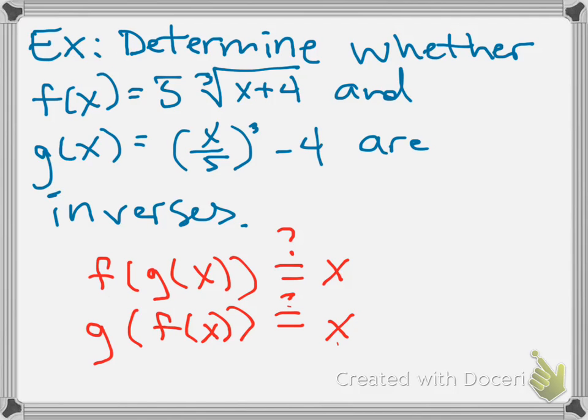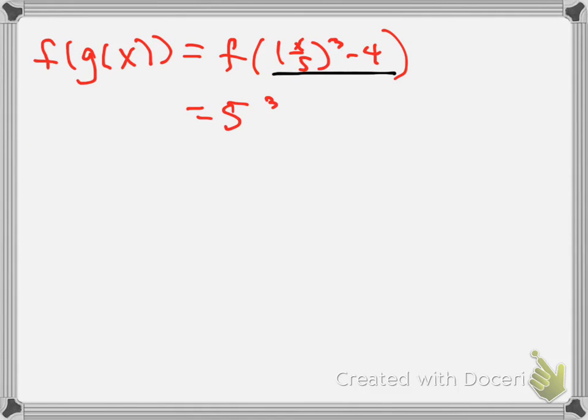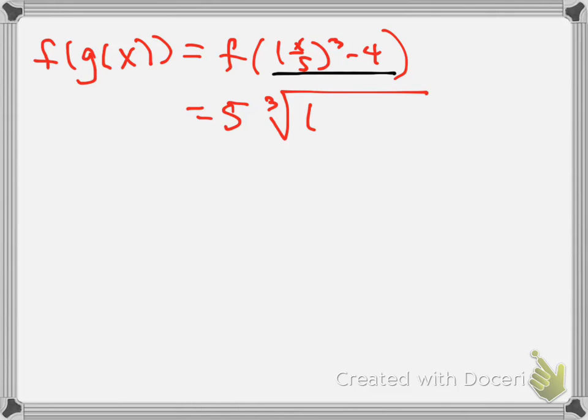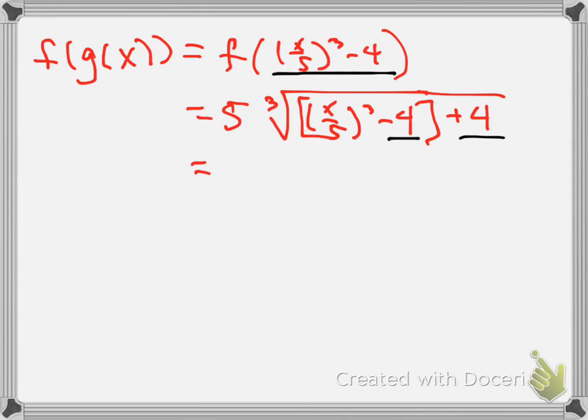Now our function f is 5 times the cube root of x plus 4. So instead of x, I'm going to do (x/5)^3 - 4. Put that in brackets. And then plus 4. So now we just need to simplify this. Well, we can start off by combining negative 4 plus 4. That's 0, of course. So that means our right side of the equation simplifies down to 5 times the cube root of (x/5)^3.